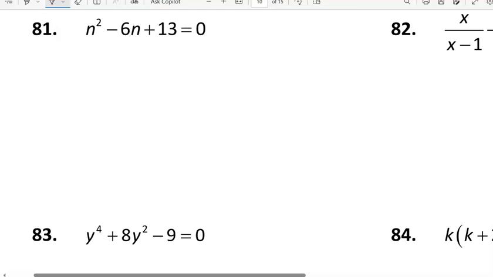In number 81, I might first try to factor, but I'm now looking for factors of 13 that add up to -6, and that's not possible. So I think what I'm going to do here is use the complete the square method, since a is 1, the coefficient of n squared, and b, -6, is an even number, which means it's divisible by 2. And so n squared minus 6n plus blank is equal to, and we're moving the 13 to the right side of the equation, so it becomes -13 and plus blank.